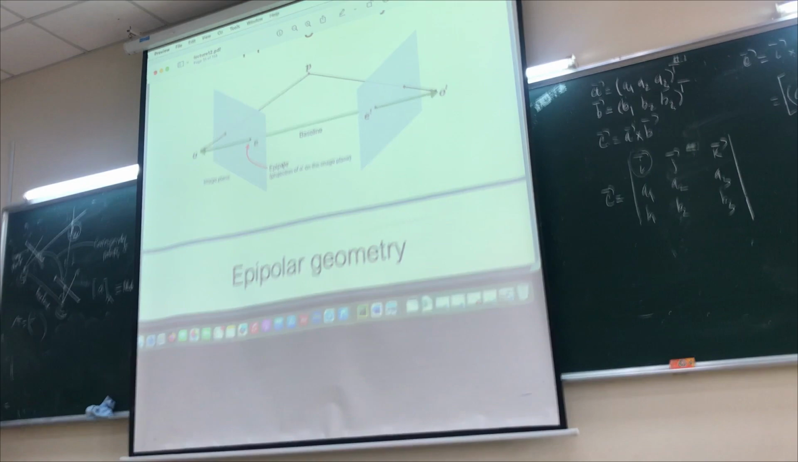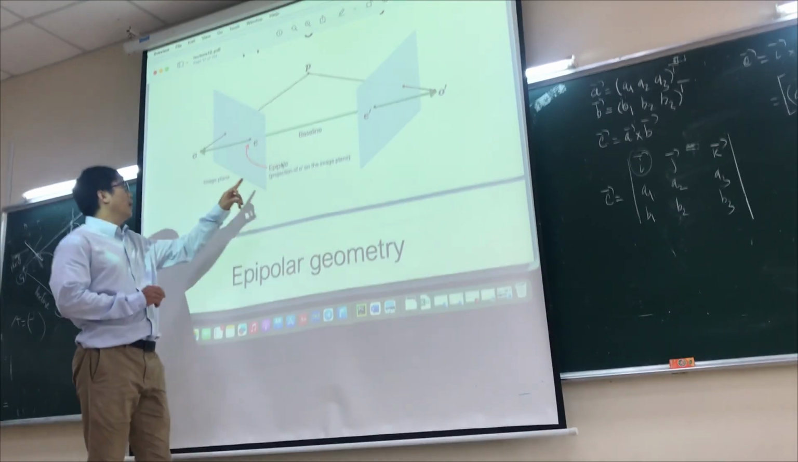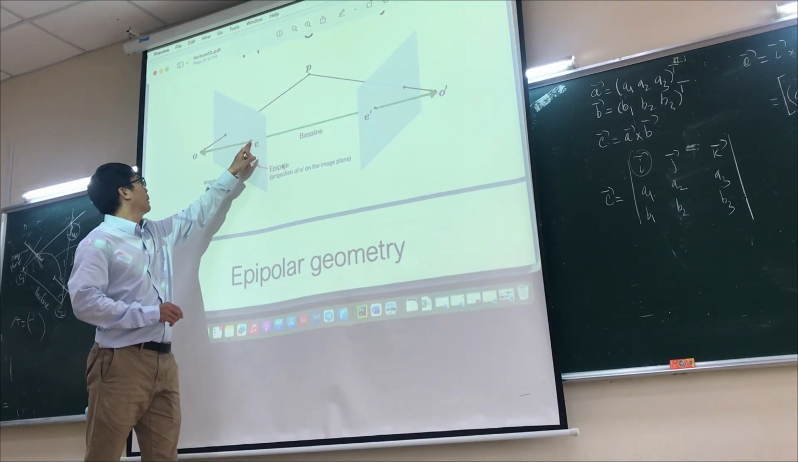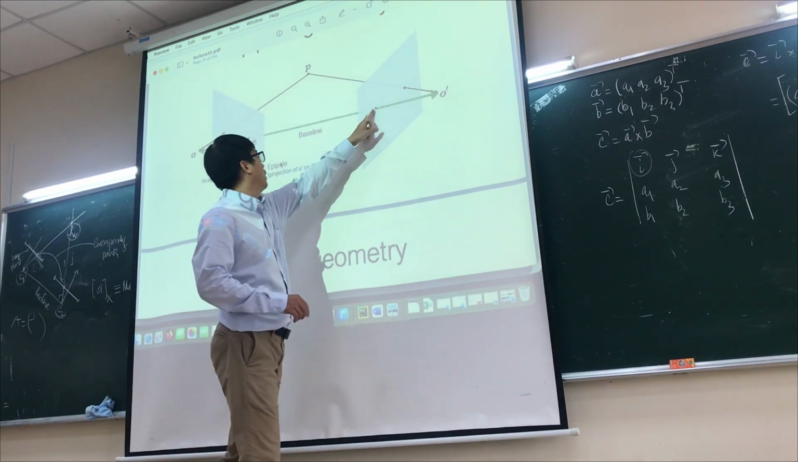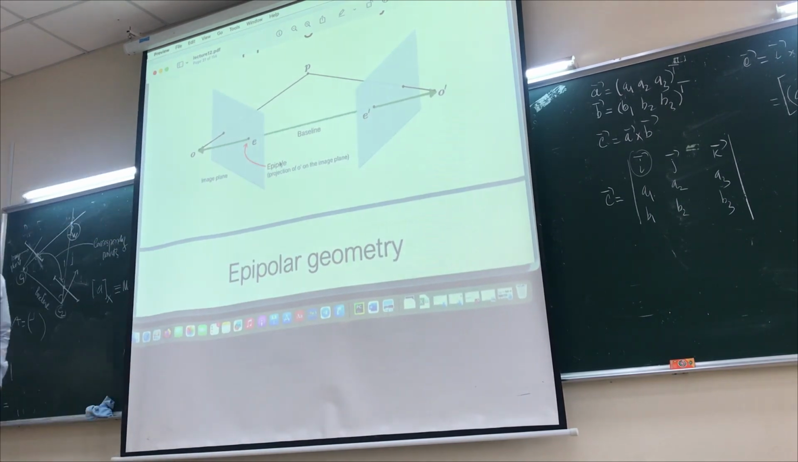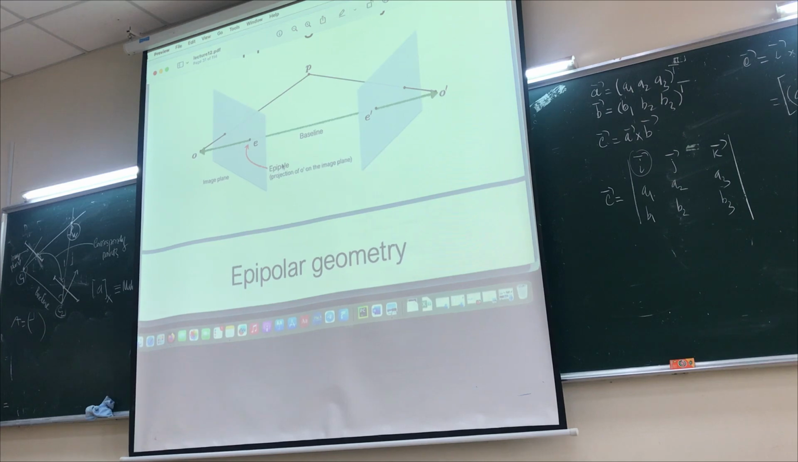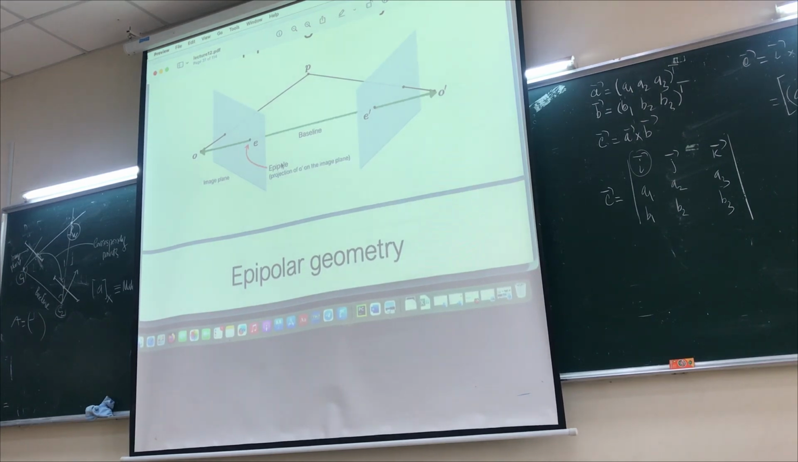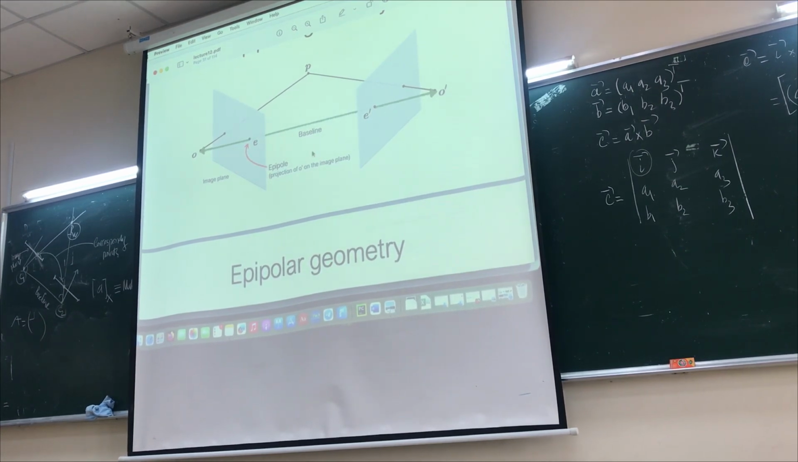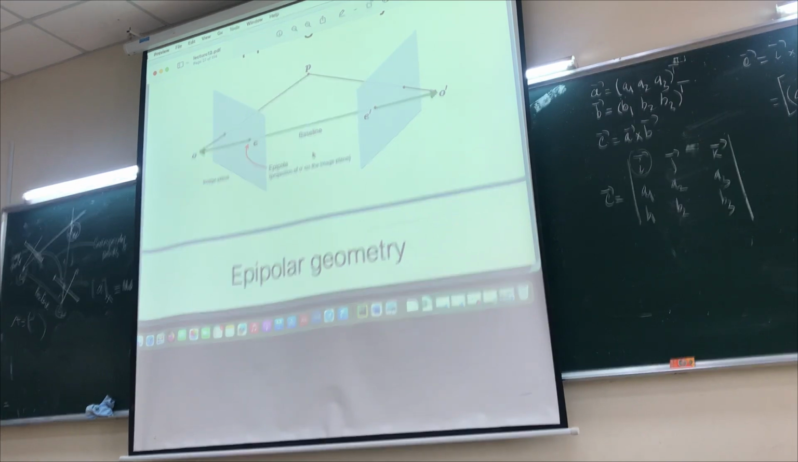Now I introduce one more concept called the epipole. What is the epipole? It is the intersection of the baseline with the image plane, we call it e1. Do you get the concept, right? Okay, read one by one.